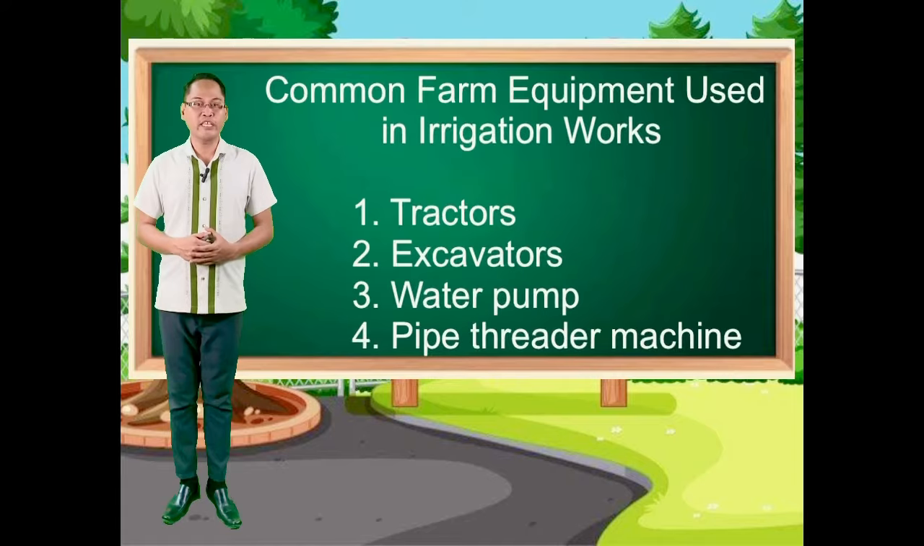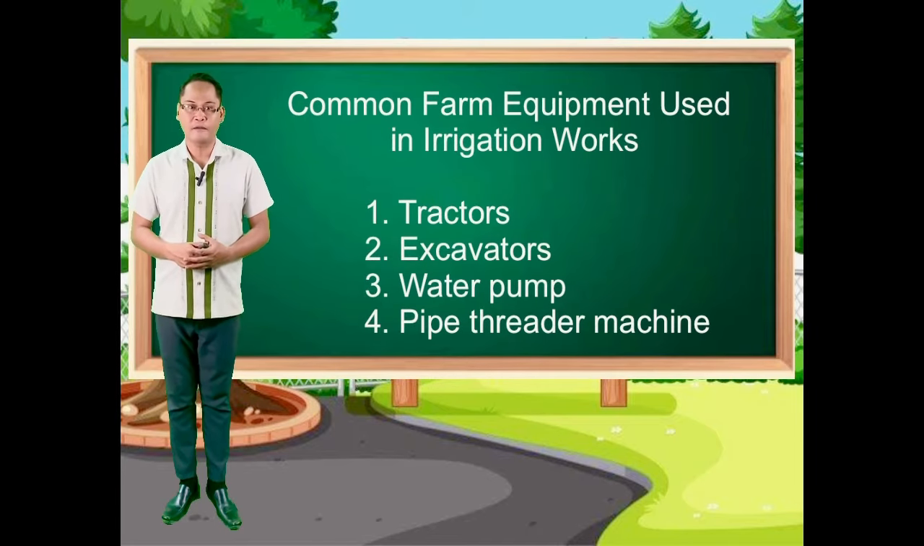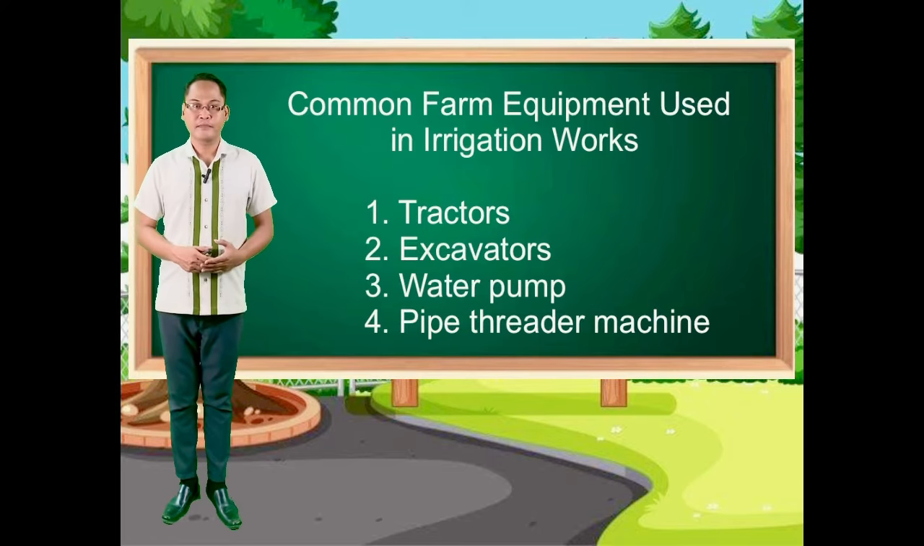Farm equipment commonly used in irrigation works are tractors, excavators, water pump, and pipe threader machine.